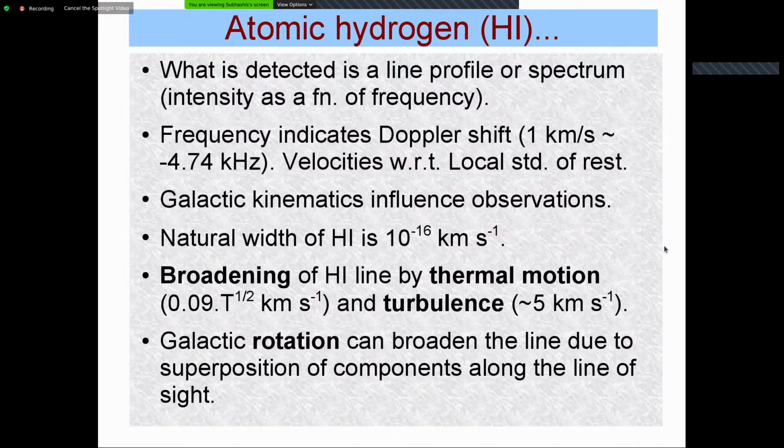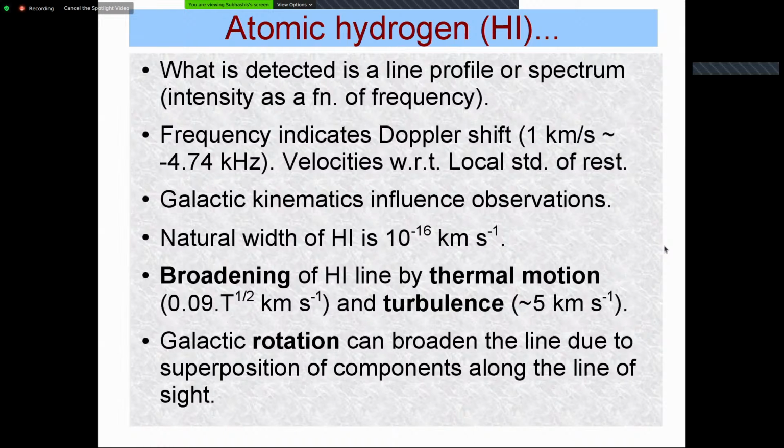kilometer per second? It is because the first thing which broadens the line is the thermal motion, that is the thermal motion or the Brownian motion of the gas particles, and you can show that it goes as 0.09 root T kilometer per second, where T is the effective temperature. So suppose you are measuring a gas whose temperature is 10 to the 4 Kelvin, then square root of T is 100. So that means 0.09 becomes 9 kilometer per second is the theoretical line width for an object, or HI gas, whose temperature is 10,000 degree Kelvin.